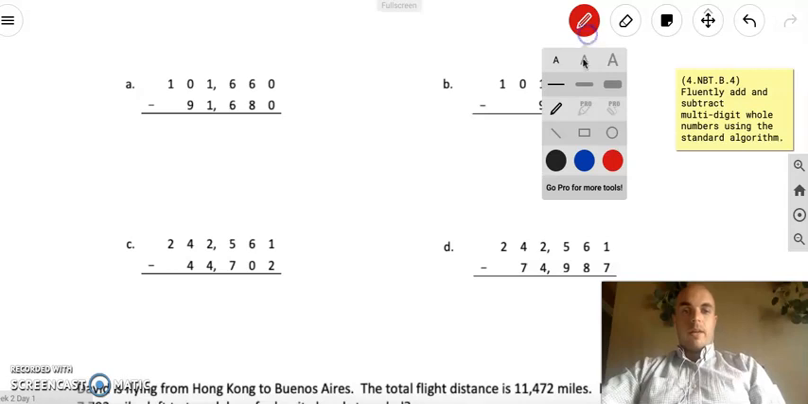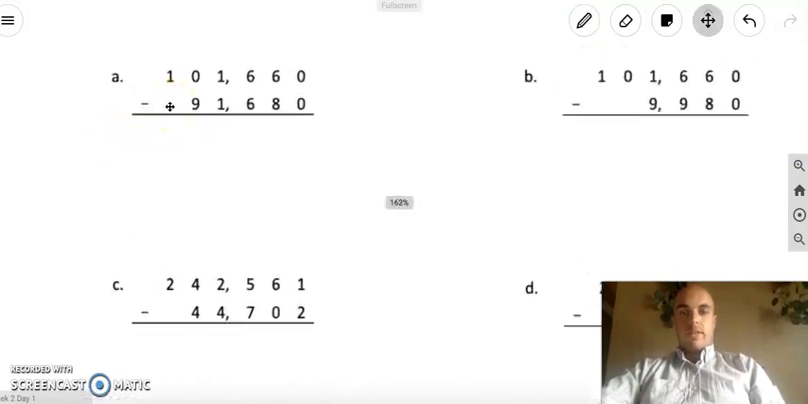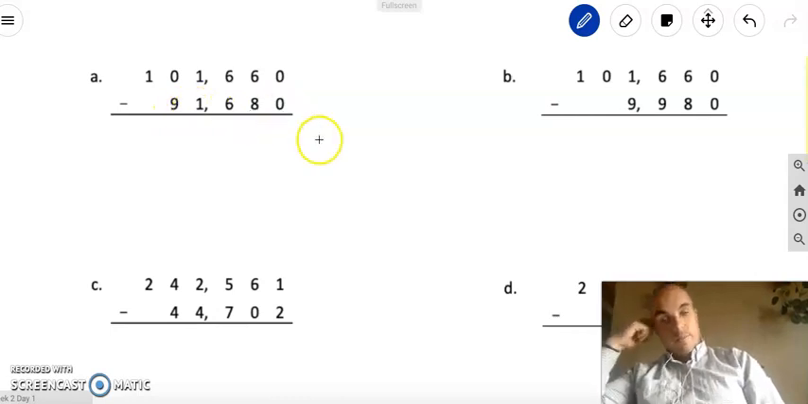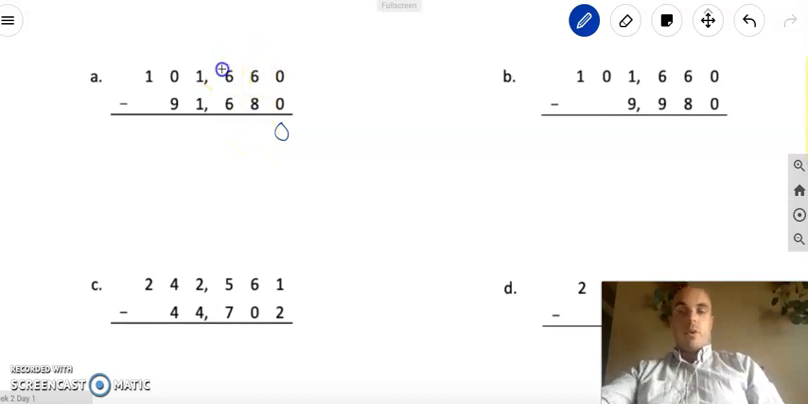So I'm going to grab my marker here, and we'll look at the first one. Let me zoom in just a little bit for you guys so you can see it a little easier. So I have 101,660 subtracting 91,680. So let's get started right away on this. 0 minus 0 is 0. 6 minus 8, I can't do. I can't take 8 from 6. So I actually need to borrow.